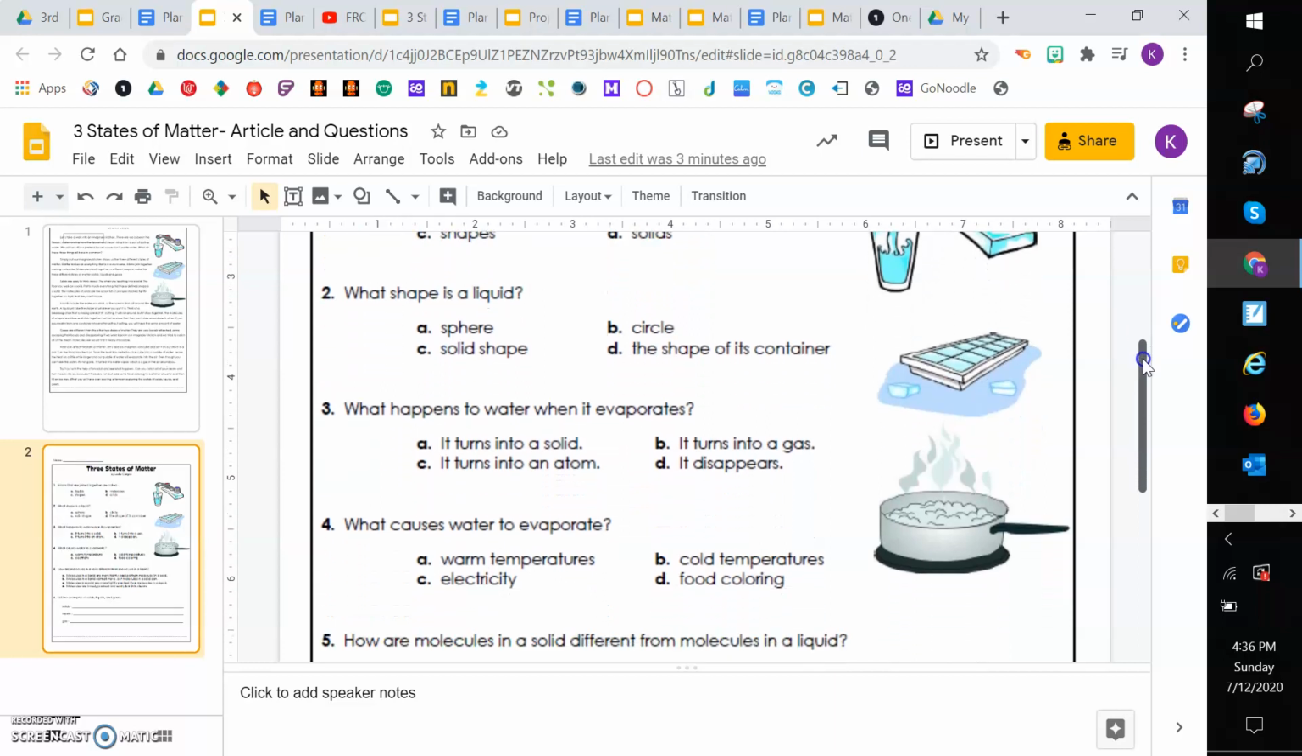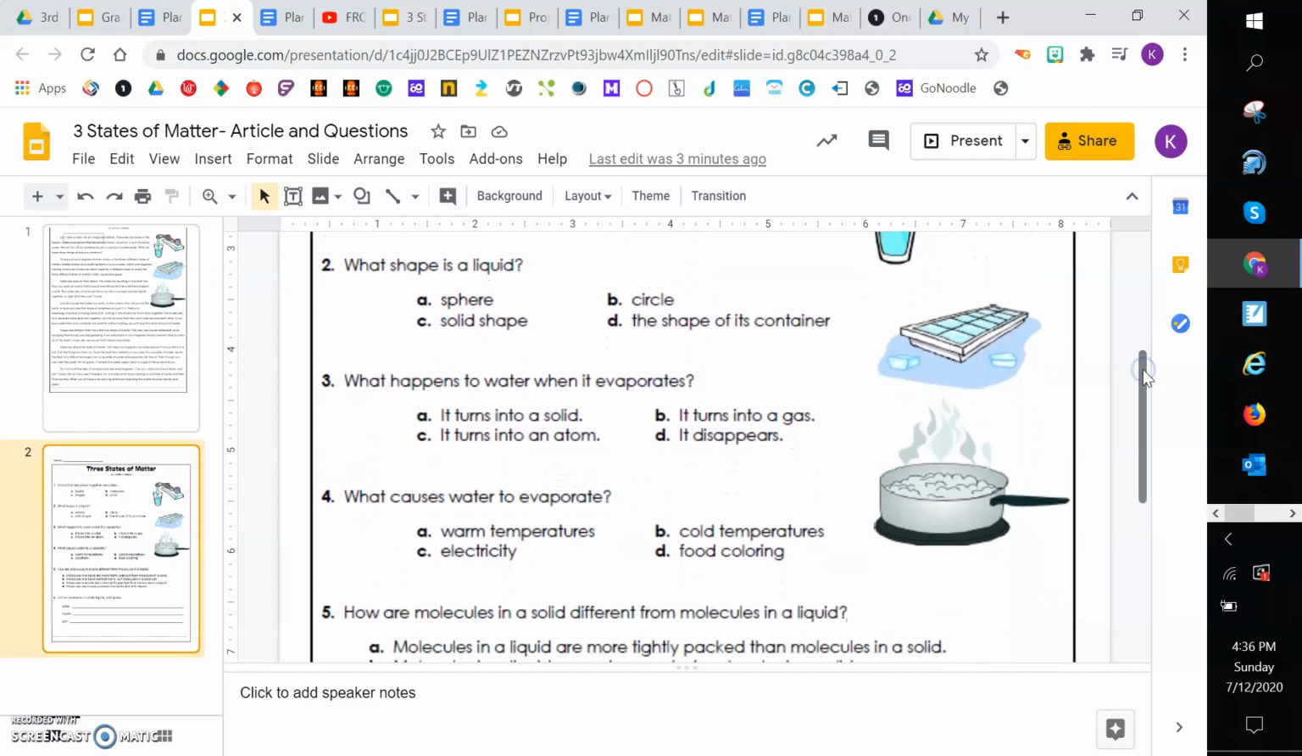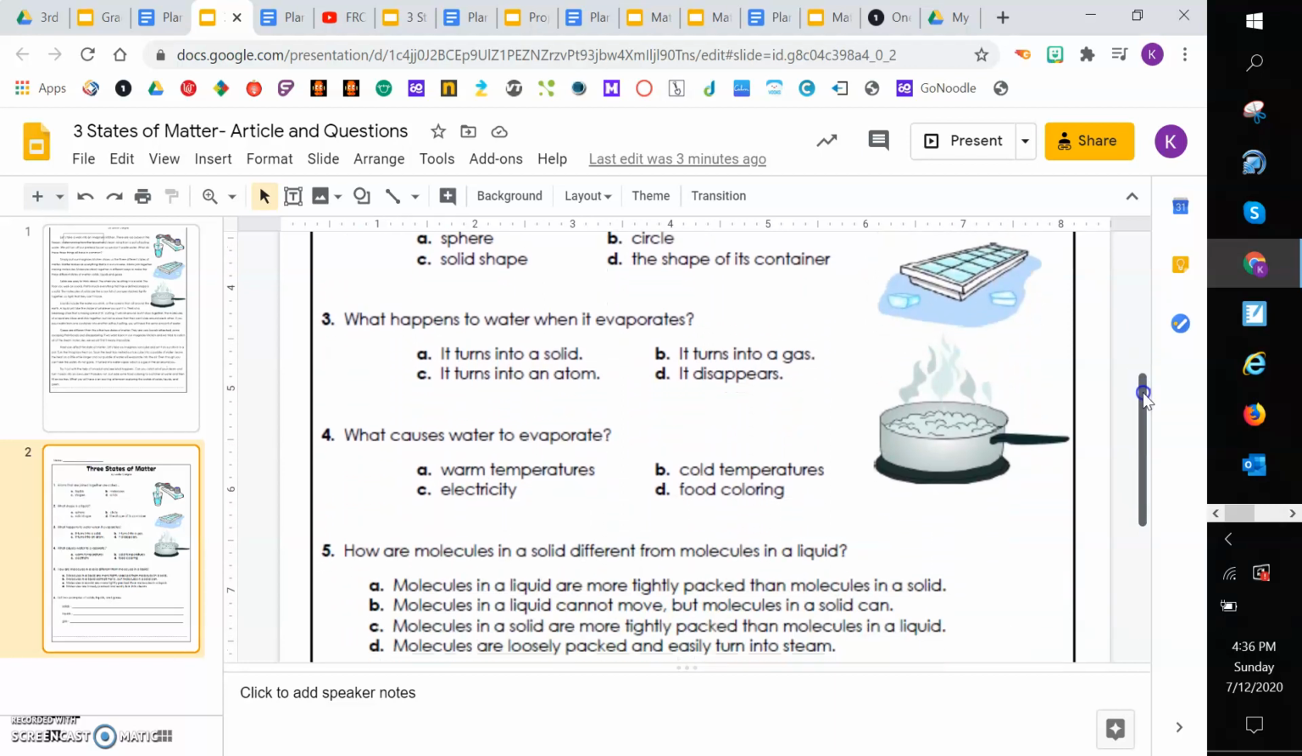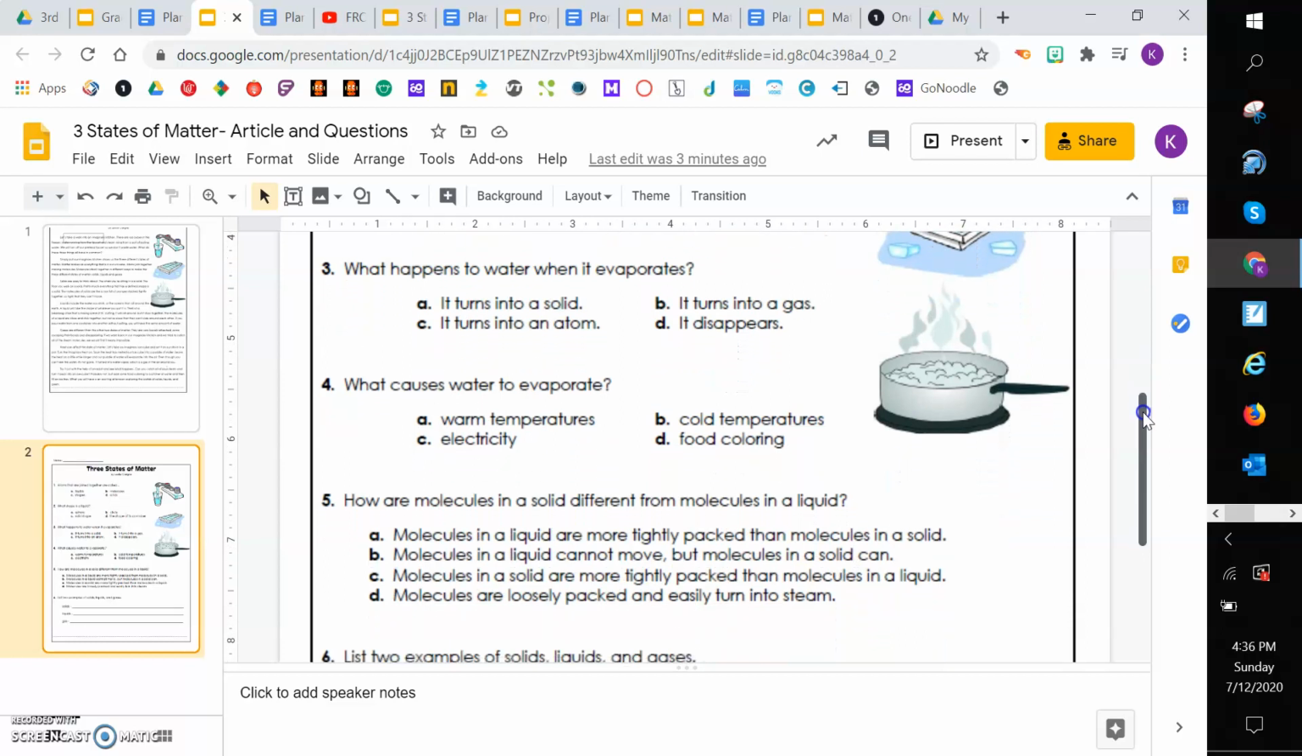And I will share with you, if I'm going a little bit fast for you, just keep in mind, you can always just pause the video and then unpause it when you're ready to go on. So please don't feel rushed. Number three, what happens to water when it evaporates? A, it turns into a solid. B, it turns into a gas. C, it turns into an atom. D, it disappears.